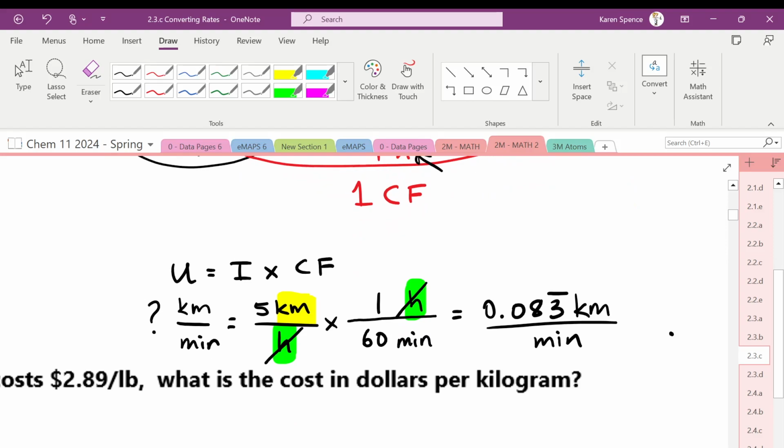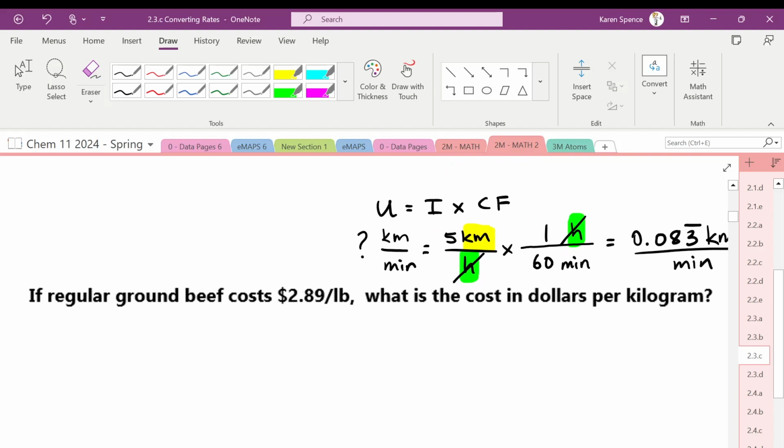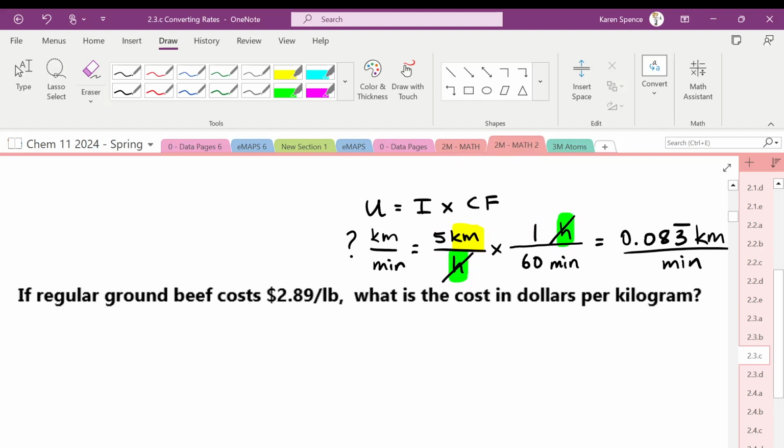Okay, we're going to do one more example, and then I'll send you home. If regular ground beef, this looks like an old problem as well, that seems very cheap. If regular ground beef costs $2.89 per pound, what is the cost in dollars per kilogram? Now, this is going to need a conversion factor between pounds and kilograms. I'm just going to tell you what it is today. I'll show you where to find it in your book next day, but we don't have time today.